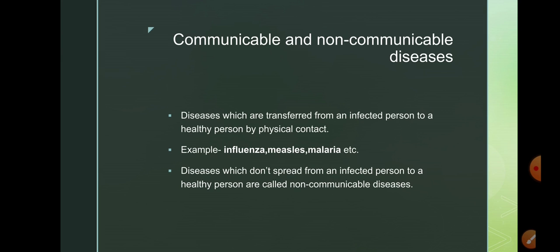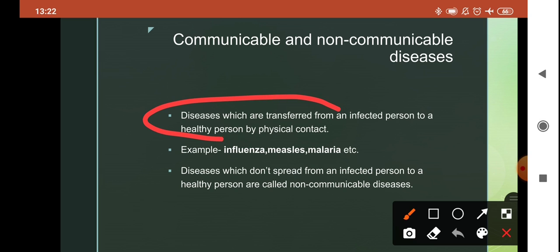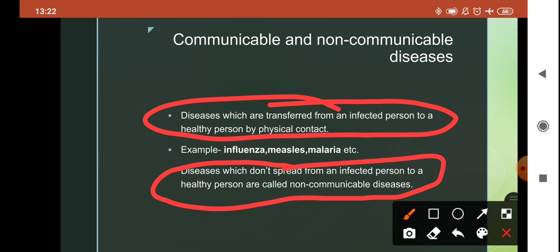These are communicable and non-communicable diseases. Now let us first understand communicable diseases. So what are communicable diseases? The diseases which are transferred from an infected person to a healthy person by physical contact. Means the disease which can spread from one person to another person, that is communicable. The examples are influenza, measles, malaria, and you can now very well know one example of this, that is coronavirus as well. And the diseases which do not spread from an infected person to a healthy person on the basis of physical contact are known as non-communicable diseases.